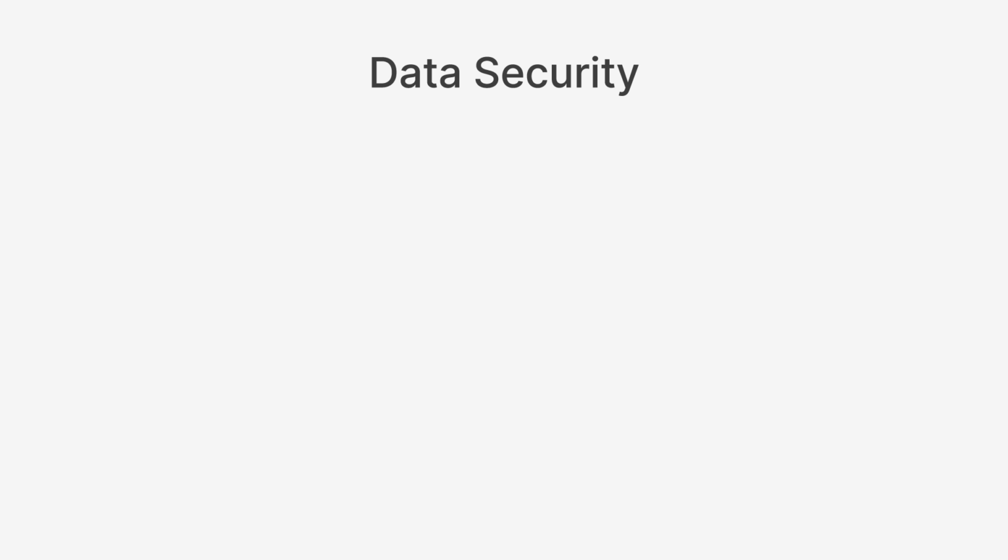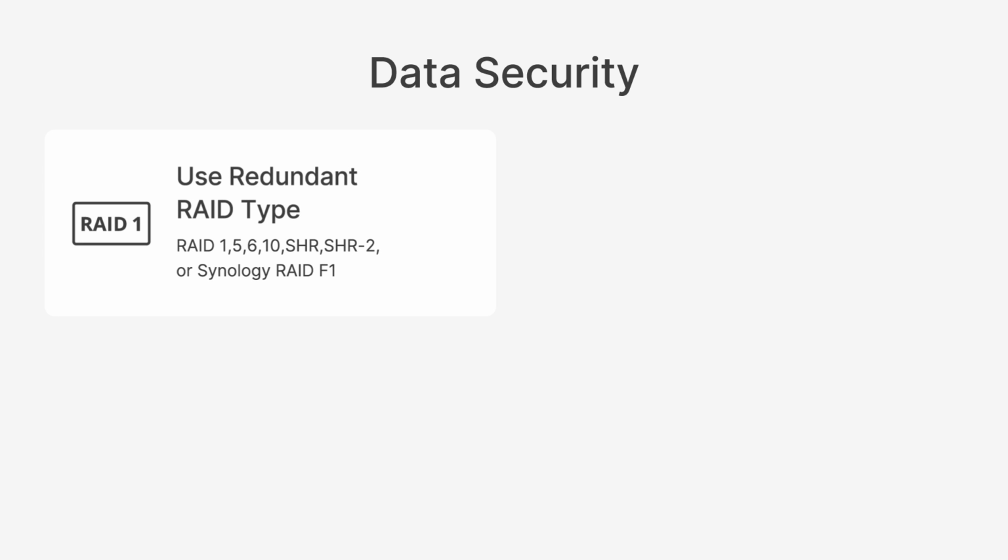So first, you want to make sure you use a redundant RAID type because drive failures happen and SSDs have a specified lifespan. So you want to use a redundant RAID like RAID 1, 5, 6, 10, Synology Hybrid RAID 1 or 2, or Synology RAID F1, which is specifically for SSDs.